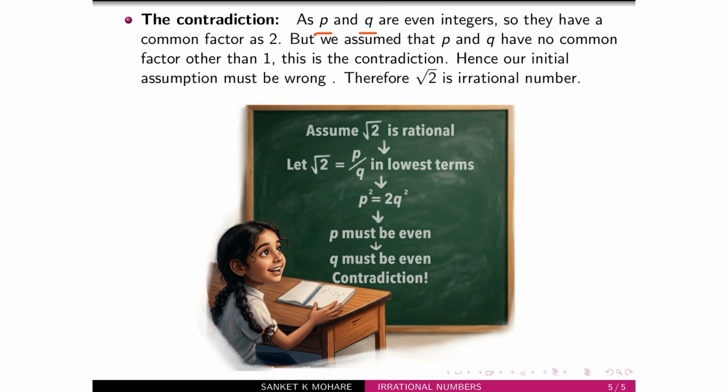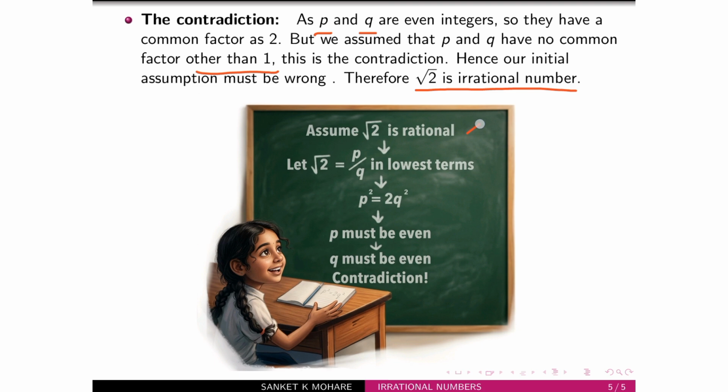But what did we assume? We assumed that p and q have no common factor other than 1, which is a contradiction. Here we got that p and q have another factor than 1, that is 2, and we assumed p and q have no common factor other than 1, which is the contradiction. And why does this contradiction arise? Just because of our wrong assumption. What did we assume? That root 2 is not irrational. We assumed root 2 is a rational number. So our assumption is wrong. Therefore, root 2 is an irrational number. Hence proved. With the help of the contradiction method, we showed that root 2 is an irrational number.